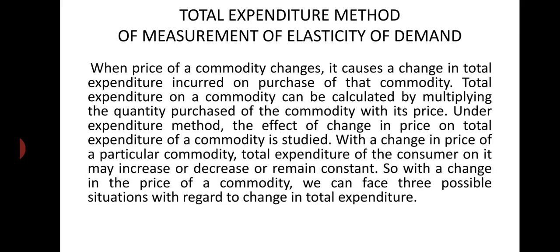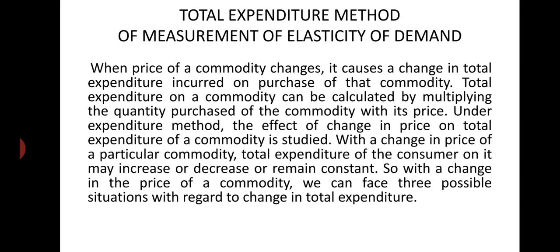Now, the total expenditure method of measurement of price elasticity of demand. When the price of a commodity changes, it causes a change in the total expenditure incurred on the purchase of that commodity. Definitely, when the price of a commodity changes, total expenditure on that commodity also changes. With a change in price, total expenditure may increase, may decrease, or may remain constant. So, there is always a change in total expenditure with a change in the price of a particular commodity.